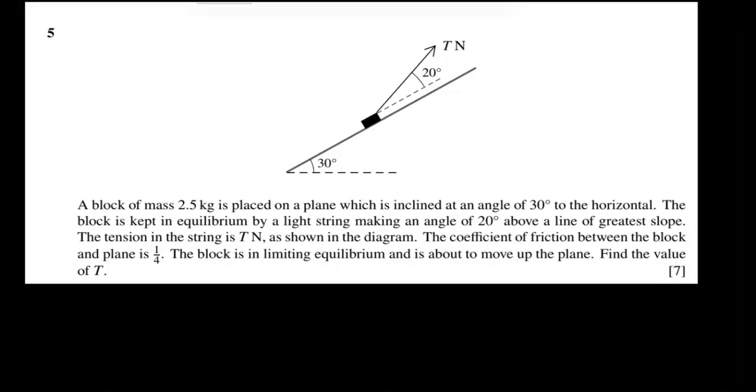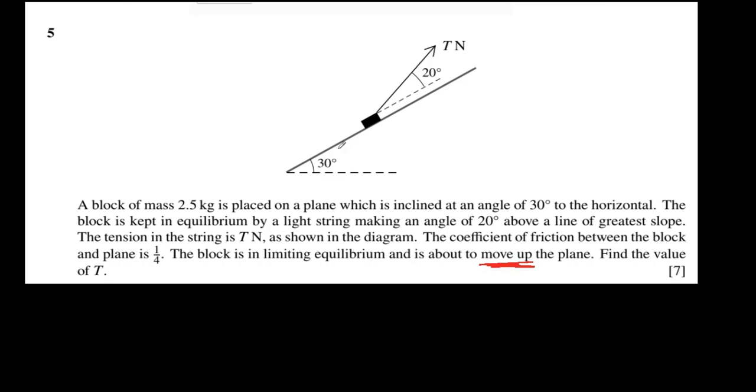Question number 5. A block of mass 2.5 kg is placed on a plane which is inclined at 30 degrees to the horizontal. The block is kept in equilibrium by a light string with tension T in it. The coefficient of friction between the block and the plane is 0.25, 1/4. The block is in limiting equilibrium and is about to move up. This is very important. Move up.